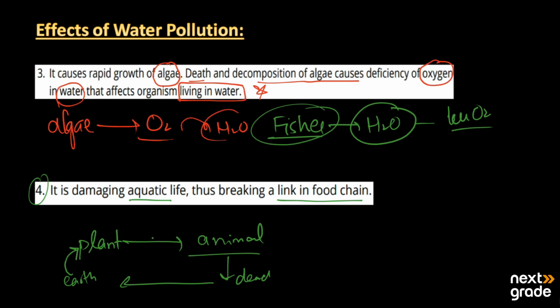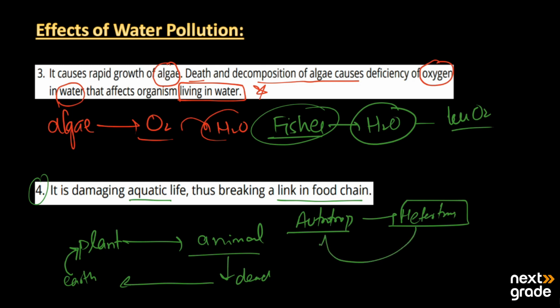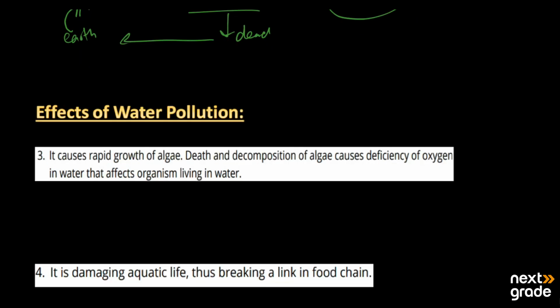So this is the simple food chain in which we have the autotrophs that make their food by themselves. Then there are heterotrophs that cannot make their food but depend for their food on the autotrophs. So they make up the food chain, and when aquatic life is damaged due to polluted water, it may break the link in the food chain.